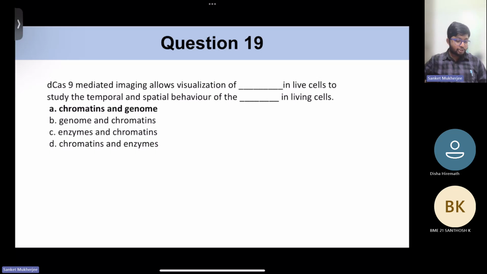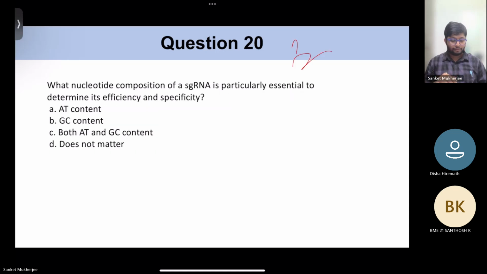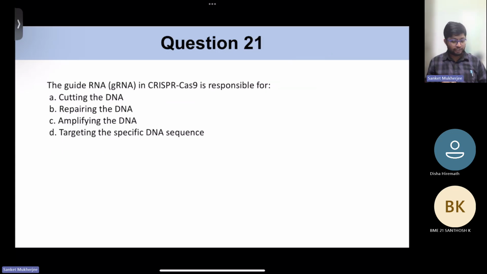What nucleotide composition of an sgRNA, single guide RNA, is particularly essential to determine its specificity and efficiency? Is it the AT content, GC content, both of these contents, or it does not matter? What would be the answer? No answers? It's the GC content which determines the specificity and efficiency, because GC pairs have triple bonds, they are in that range.